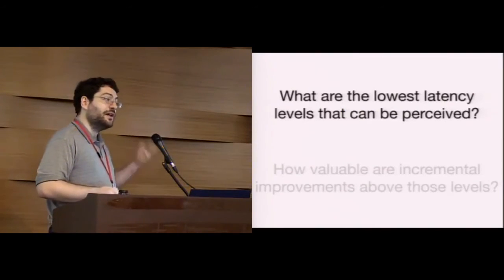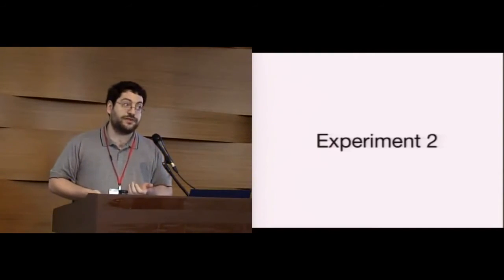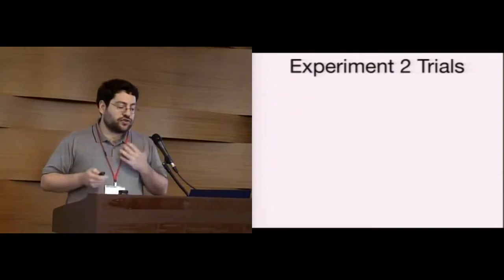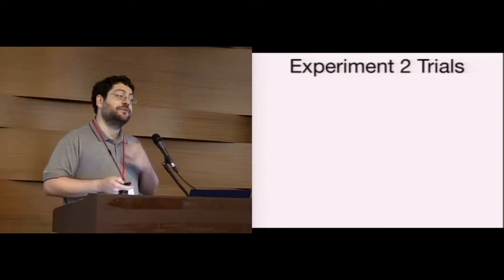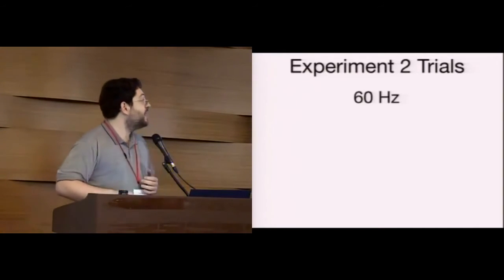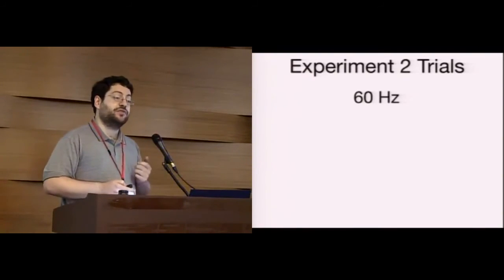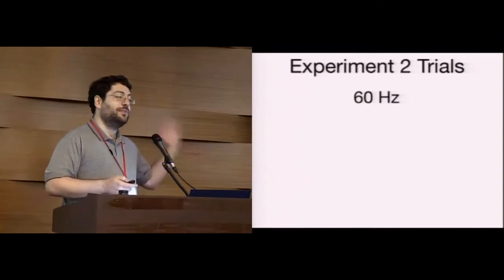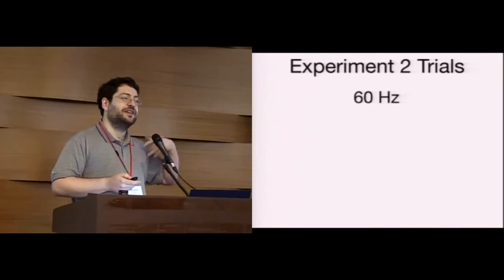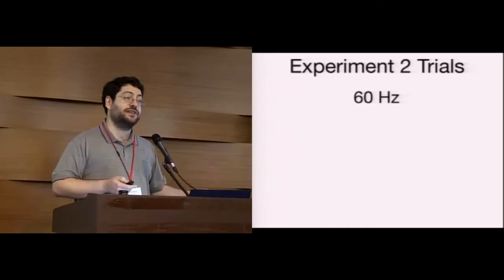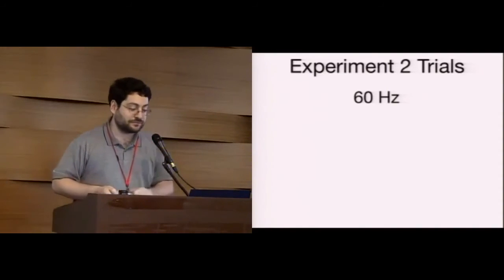So using these to ground ourselves, we moved on to the second study, which is how valuable are the incremental improvements. The trials for the second study drew their A and B latency values quite differently from what we did in the first. And we based them on 60 hertz because that's the most common display refresh rate, and fundamentally that's the limiting bottleneck for latency of the system. You can process input, respond instantly, but if you can't redraw things until the screen updates at 60 hertz, it doesn't matter, right? That's your bottleneck.